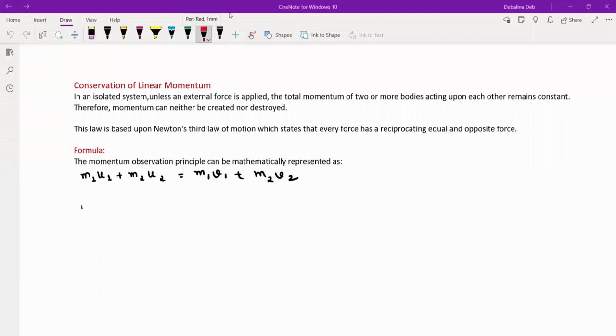Hello students. So in this video we will talk about conservation of linear momentum, which is a subtopic of laws of motion. थोड़ा सा बेसिक से स्टार्ट करते हैं कि linear momentum क्या है. Linear momentum is the product of mass into velocity.